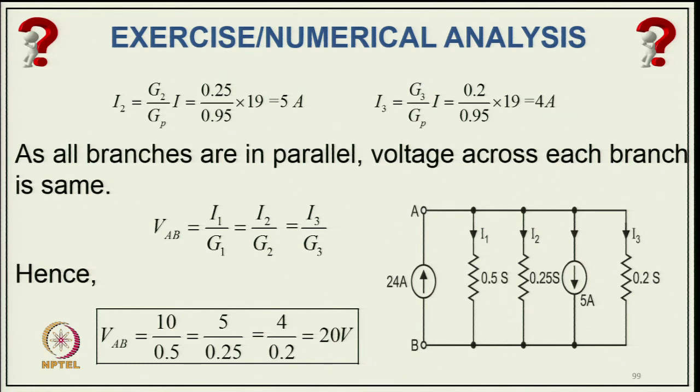As all the branches are in parallel, the voltage across each branch will be the same. So, VAB will be equal to I1 upon G1 equal to I2 upon G2 equal to I3 upon G3, and that will be 10 divided by 0.5, 5 divided by 0.25, or 4 divided by 0.2, that is 20 volt.